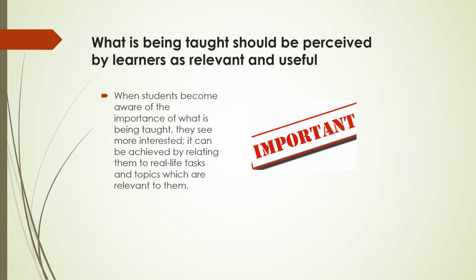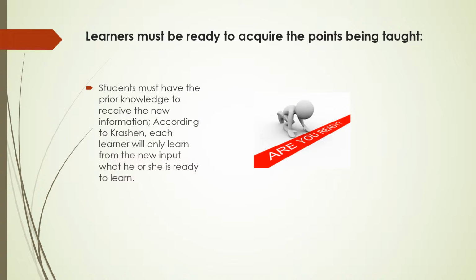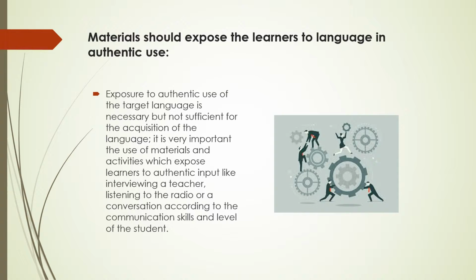When students become aware of the importance of what is being taught, they seem more interested. It can be achieved by relating them to real-life tasks and topics which are relevant to them. Learners must be ready to acquire the points being taught. Students must have the prior knowledge to receive the new information. According to Krashen, each learner will only learn from the new input what he or she is ready to learn.